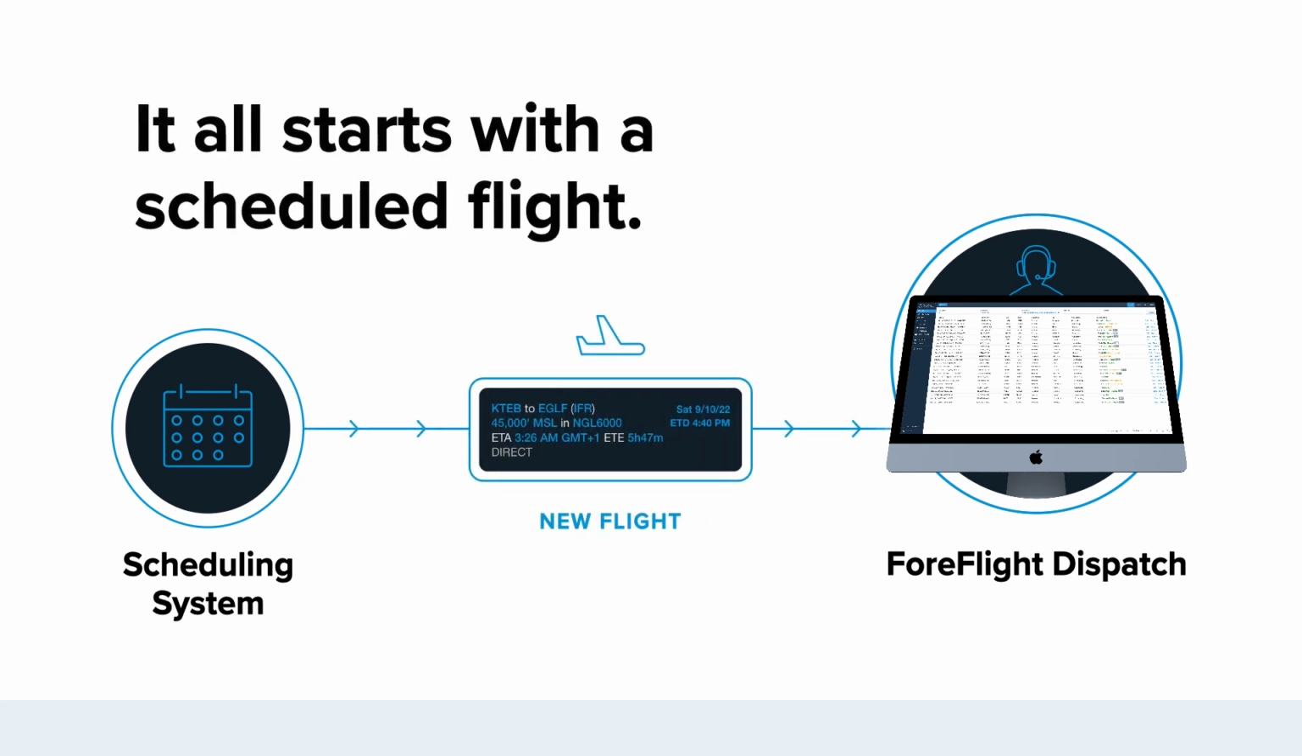For most operators, it starts with a scheduled flight. We have over 15 popular scheduling integrations supported for Dispatch today, and they're using our scheduling API to send detailed flight information like crew members, passengers and cargo, flight tags, aircraft information, airports, and the departure time. It's also a two-way API, so flight details and performance calculations can flow back into your scheduling system to inform planning and optimize your turn times.